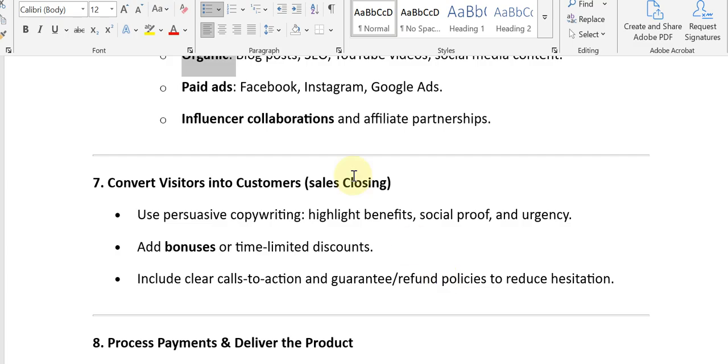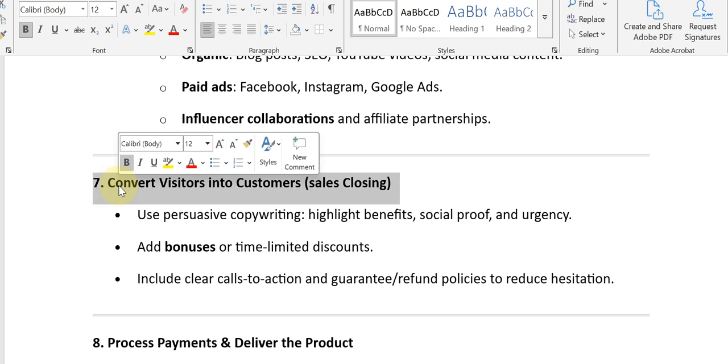Then by the time they develop interest in this product, you need to understand sales closing. Yes. Sales closing is very, very important. This is where the real work is. A lot of people go into affiliate marketing and they fail because they don't know much about the product.